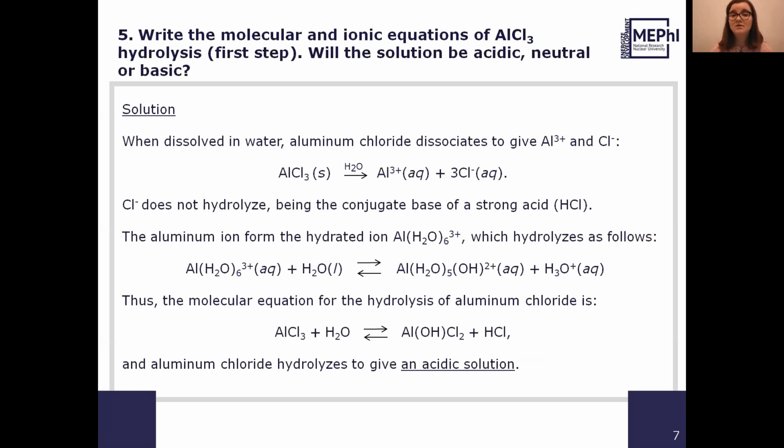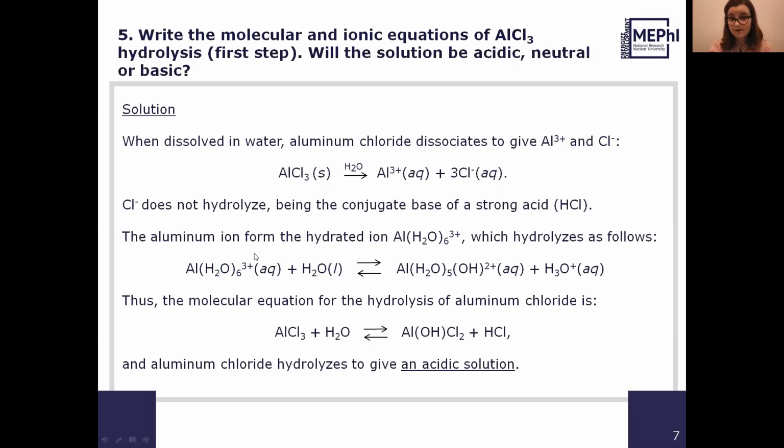Okay. Write the molecular and ionic equations of aluminum chloride hydrolysis. And we also will have to find the answer whether the solution will be acidic, neutral, or basic. When dissolved in water, aluminum chloride dissociates to give 1 mole of aluminum ions and 3 moles of chloride ions, according to this equation. Chloride does not hydrolyze because it's the conjugate base of a strong hydrochloric acid. But aluminum ion forms a relatively weak base, aluminum hydroxide, and it hydrolyzes.